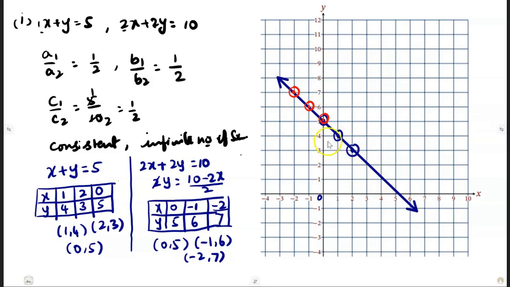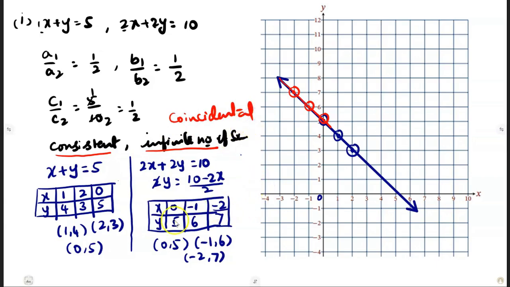So what we can observe, the two lines are coinciding. If you draw a straight line connecting these points also, it will pass through the same line. So we can understand that the two lines are coincident and they have infinite solutions. Why infinite solutions? Whatever points lie on the first equation also lie on the second line. So they have infinite solutions, and they are called consistent lines with an infinite number of solutions, and they are also called coincident lines.